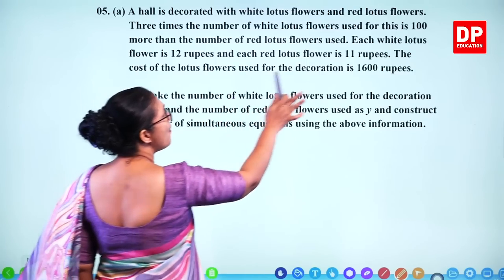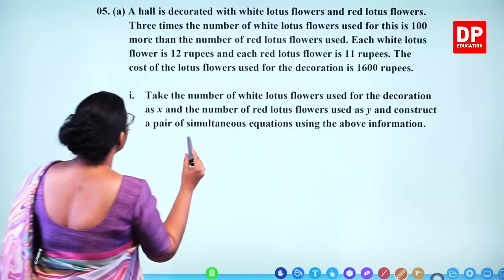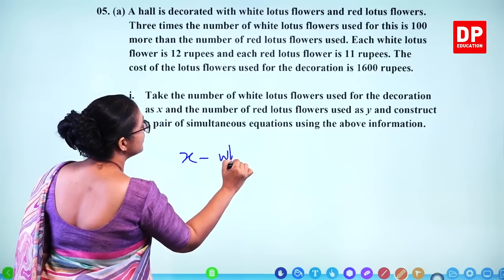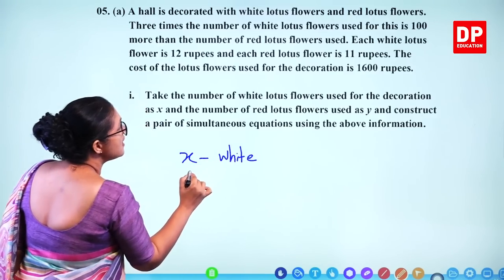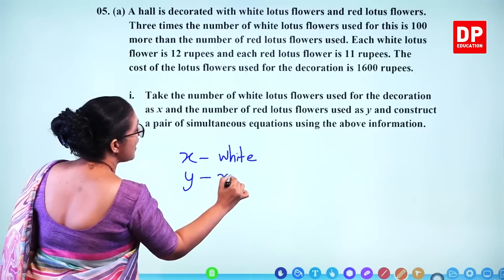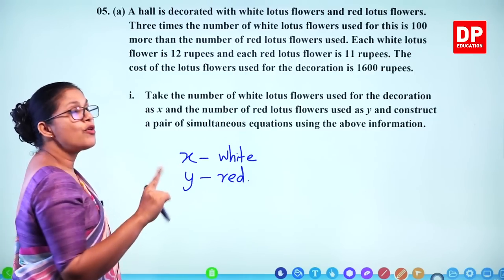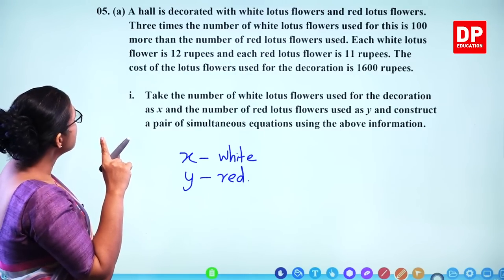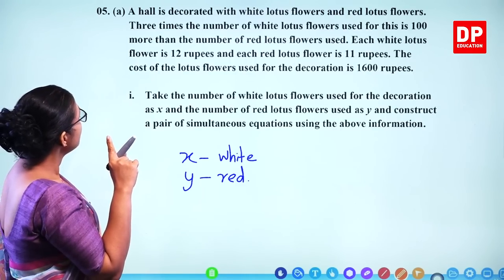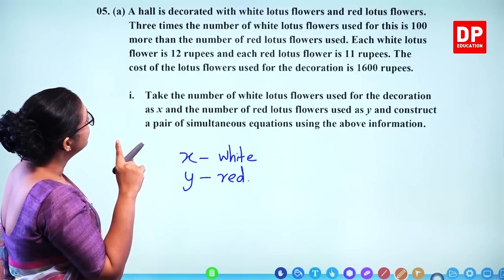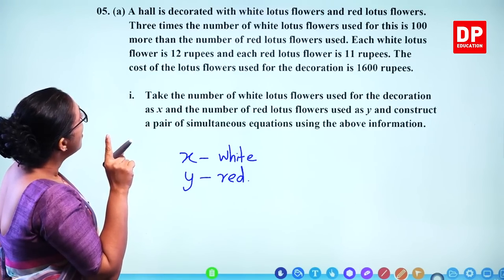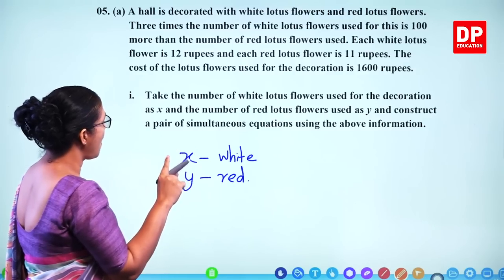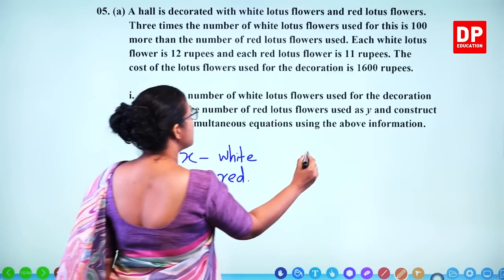So this is the important part. Which one is x? x is white lotus and y you have to take as red lotus. Now you can construct 2 equations. What's the first equation? It says 3 times the number of white lotus flowers. That means 3x.